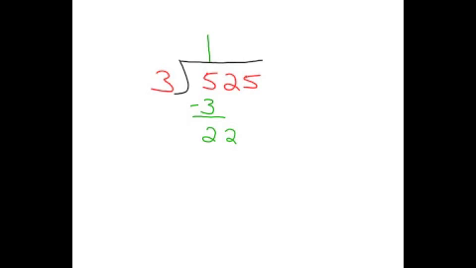22 divided by 3. How many times is 3 going into 22? The answer is 7. The 7 goes above the tens place in 525. Now I multiply 7 times 3, which is 21, and I subtract. I find the remainder, which is 1. I'm done dividing the hundreds and the tens, and now I'm dividing the fives.